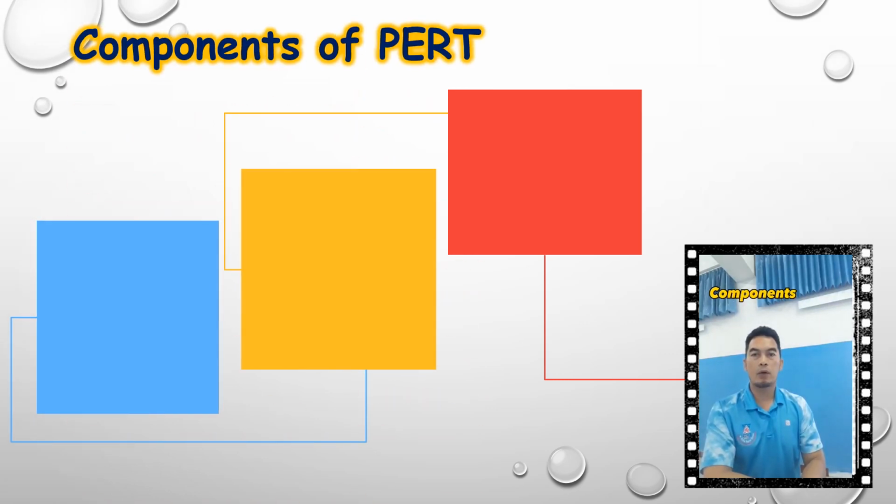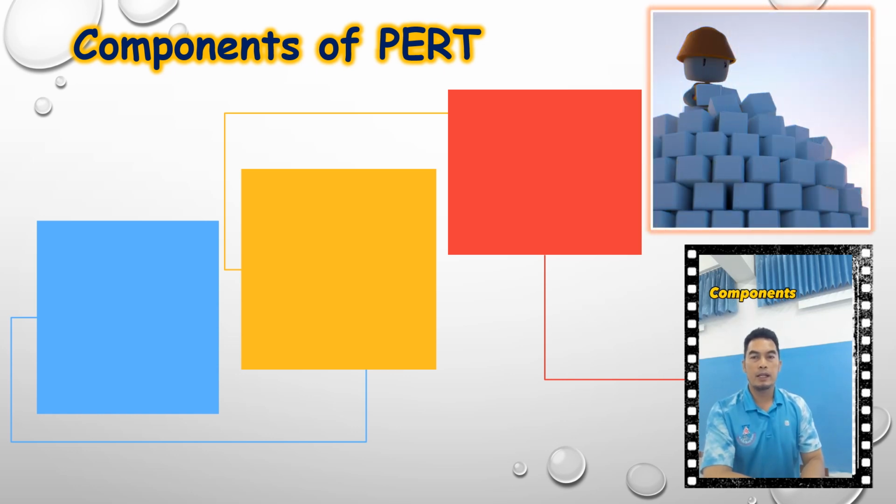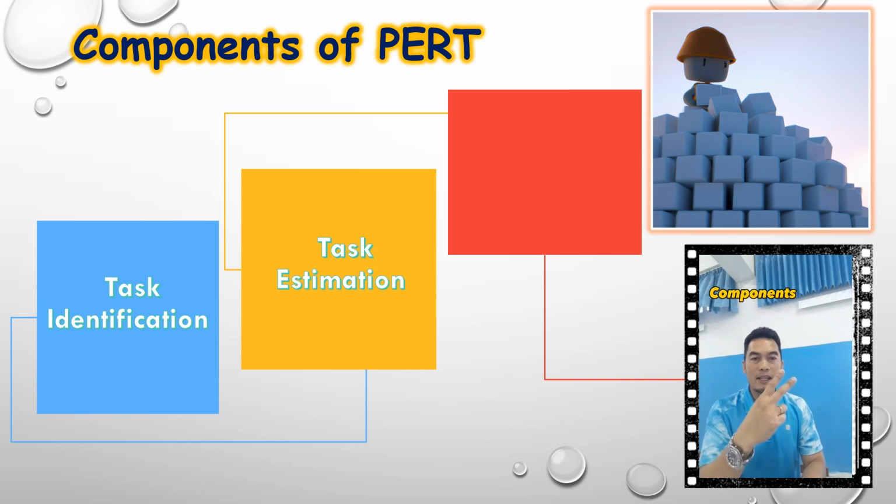Now let's go to the components of PERT. The key to unlocking the power of PERT is understanding the process of its components. PERT is composed of three components. Number one, task identification. Number two, task estimation. And number three, task sequencing.